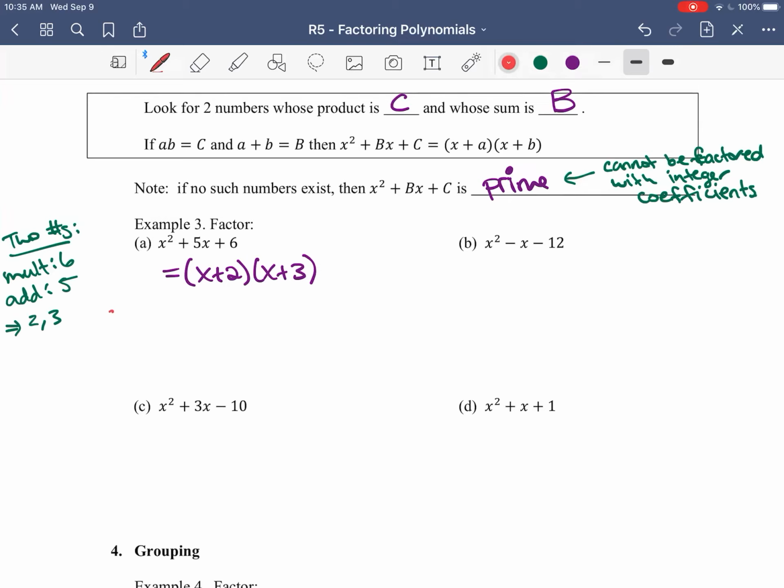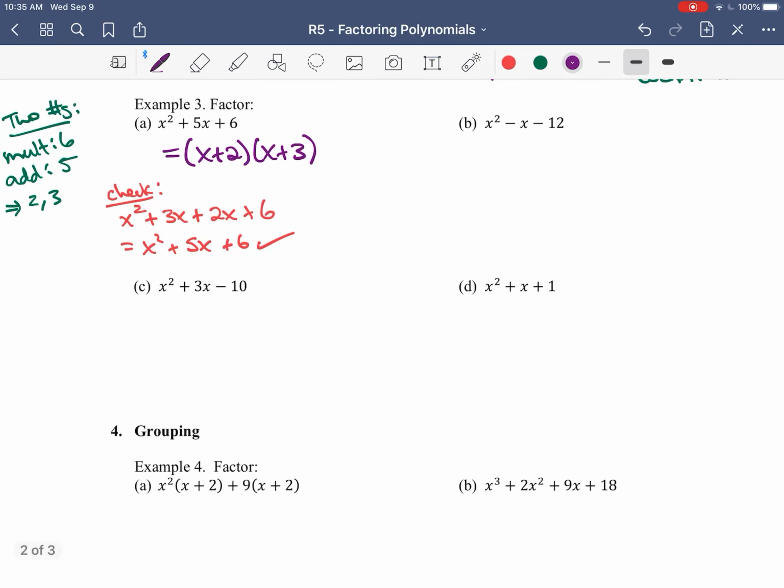And again, if you want to check, all you have to do is expand. So x times x is x squared, plus x times 3 is 3x, plus 2 times x is 2x, plus 2 times 3 is 6. So that's x squared plus 5x plus 6, which is what we wanted. So that worked out. Okay, let's try one more.